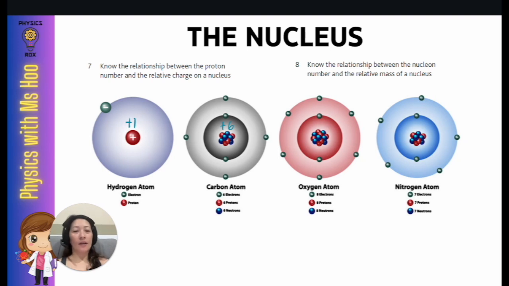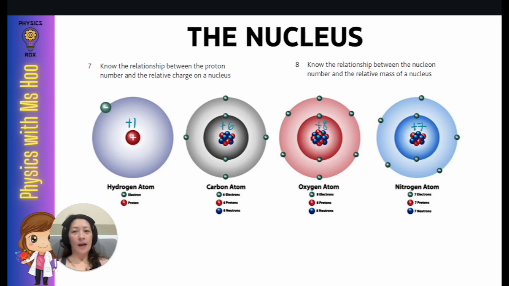For oxygen, 8 protons, 8 neutrons. Neutrons are neutral, so you can ignore that number. 8 protons means that the relative charge of the nucleus is positive 8. Nitrogen, 7 protons, 7 neutrons. Relative charge is positive 7.